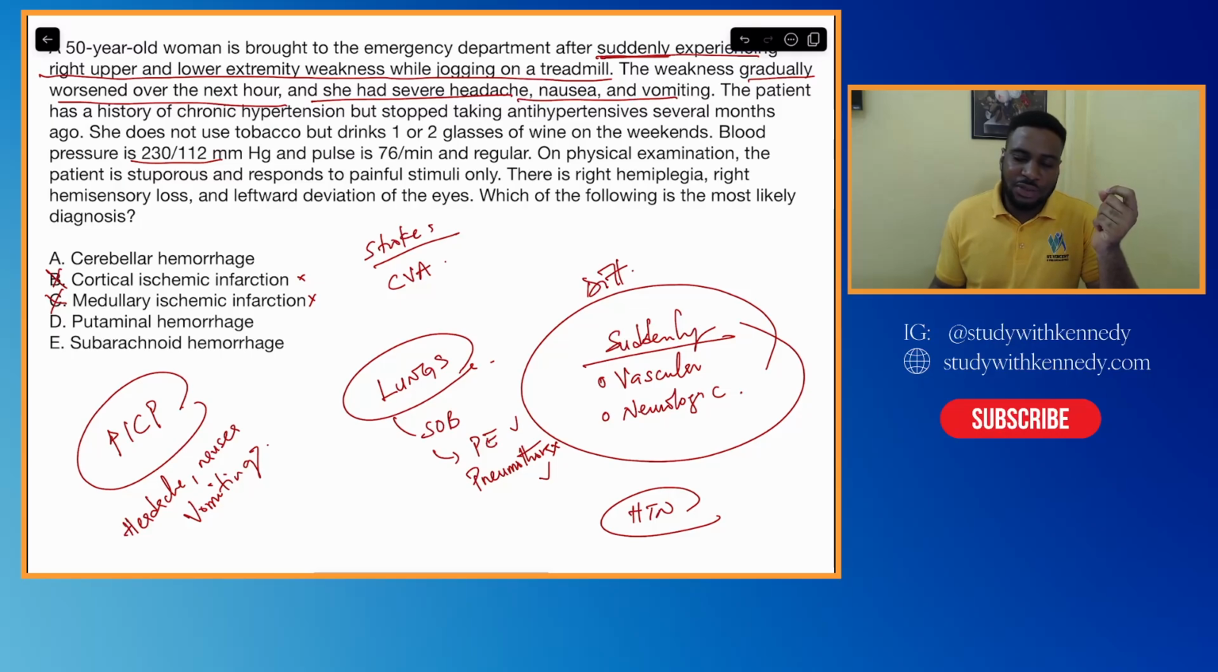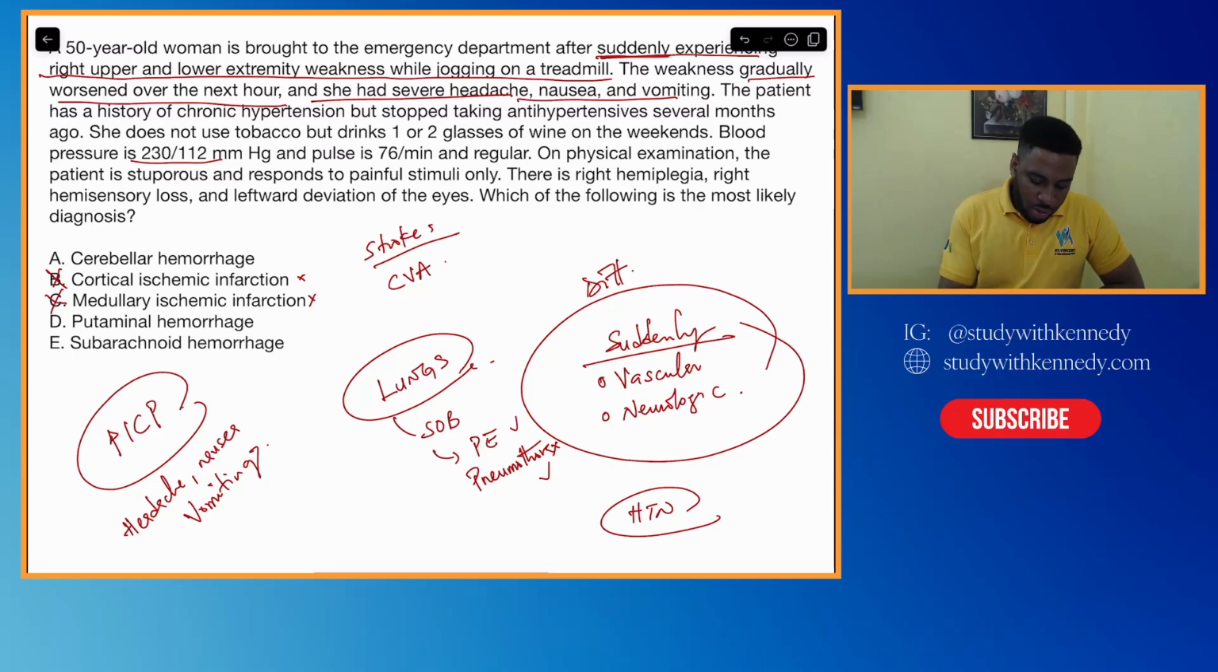The pulse is 76 and regular. On physical examination, the patient is stuporous and responds to painful stimuli only. There is right hemiplegia, right hemisensory loss, and leftward deviation of the eyes. Which of the following is the most likely diagnosis?